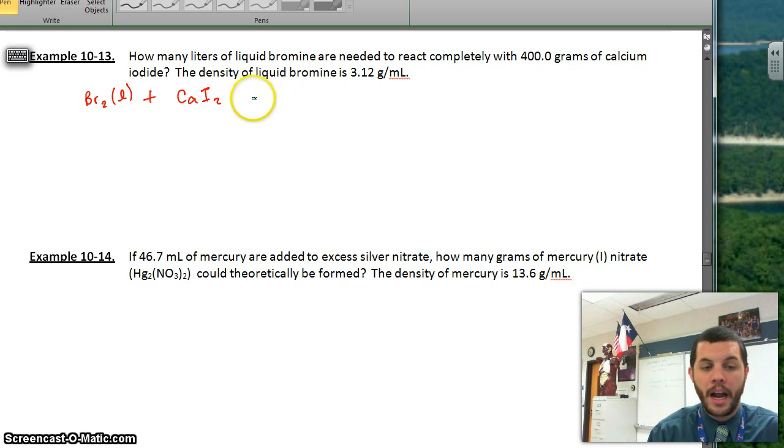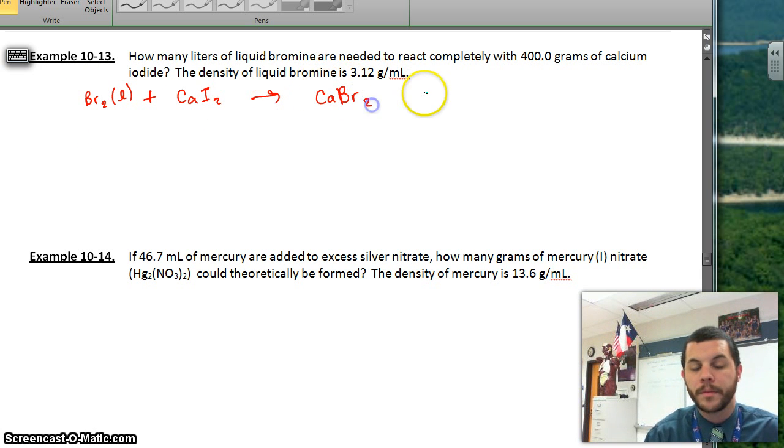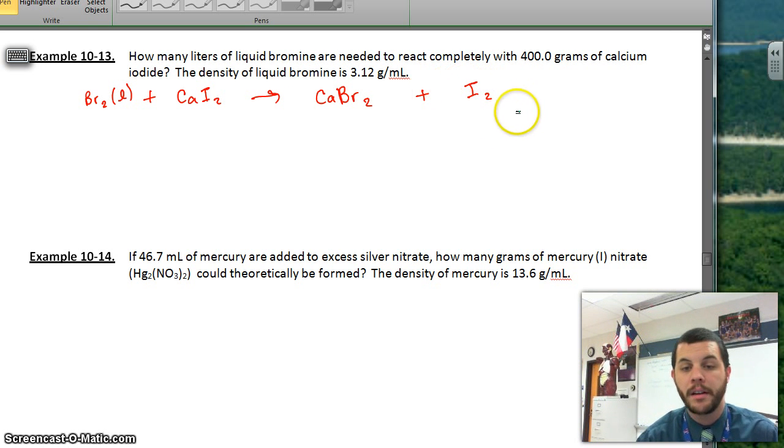CaI2. And then, of course, this is going to be a single replacement reaction, giving me calcium bromide plus iodine. Okay, need to balance it, and it actually is already balanced, so that's nice. And I'm starting off with 400 grams of calcium iodide.